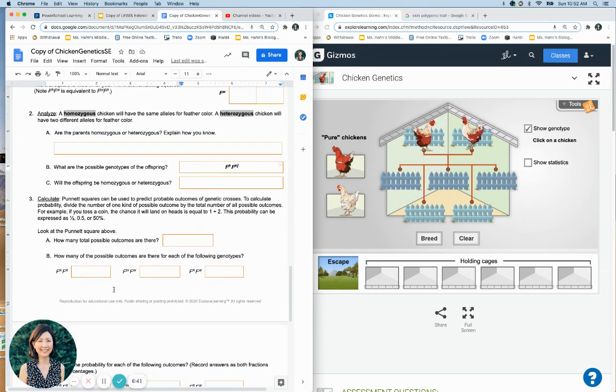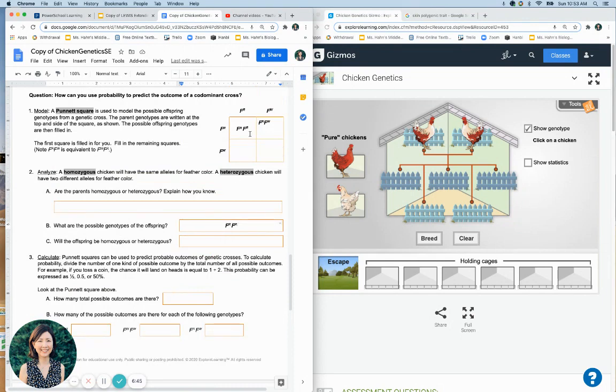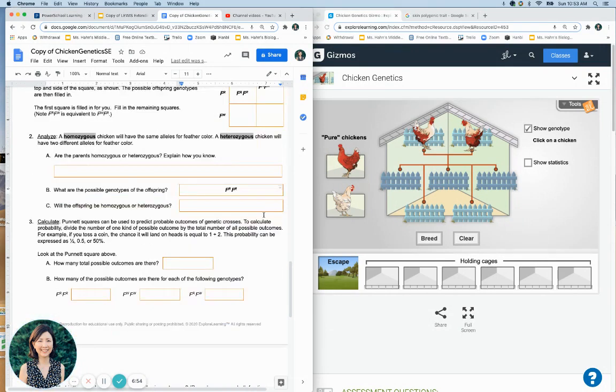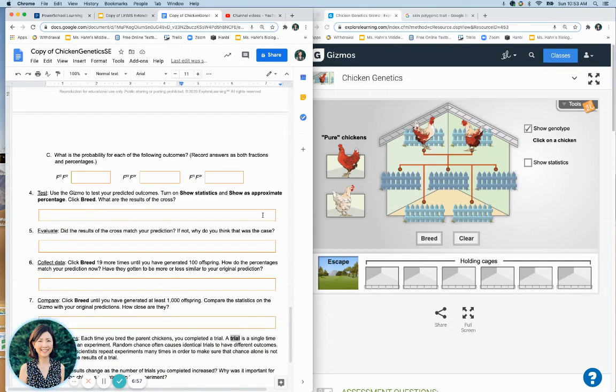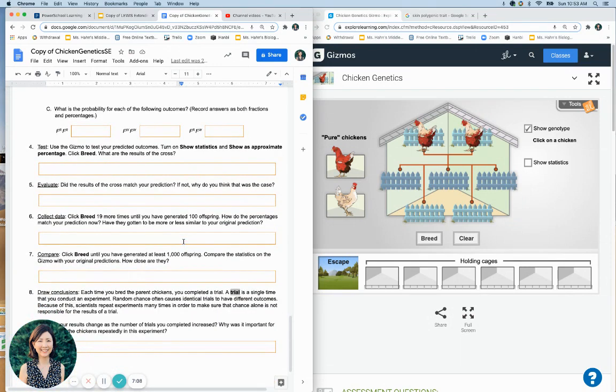And each box represents 25%. So if 2 boxes are going to be a certain genotype, then that will be 50%. If 1 box is a certain genotype, then that's going to be 25%. So you're going to go ahead and put, first you're going to just put how many of them have the genotype, and here you're going to put what percent. Okay, and then we're going to check it by actually breeding these. These are the 2 that you made the Punnett Square with.